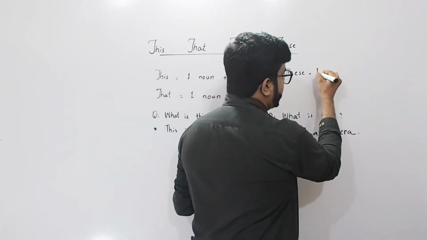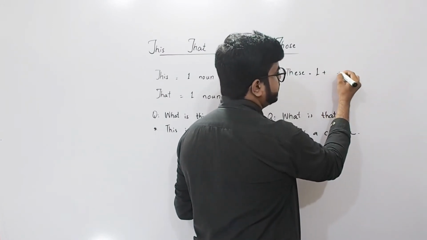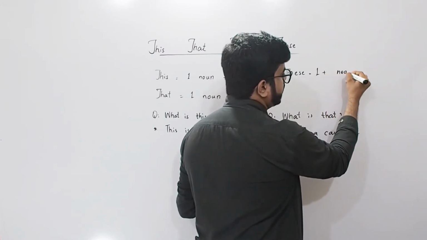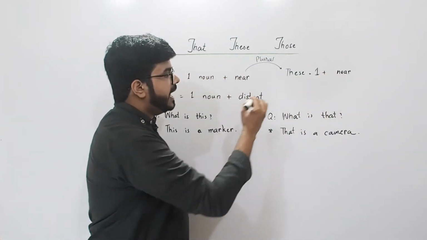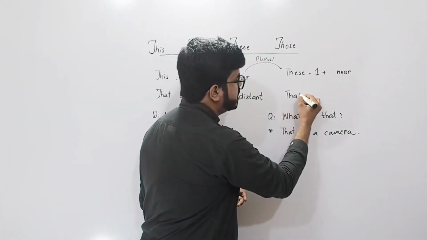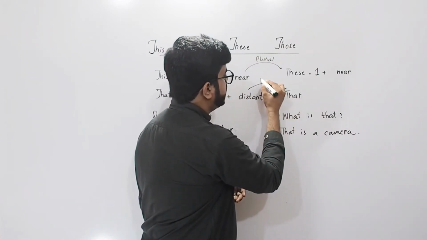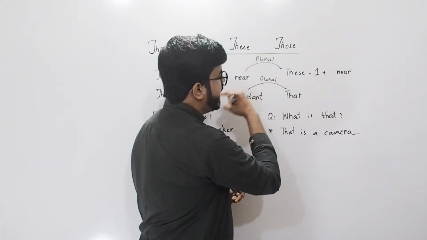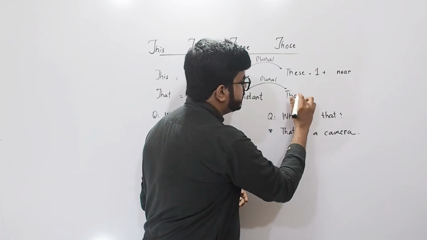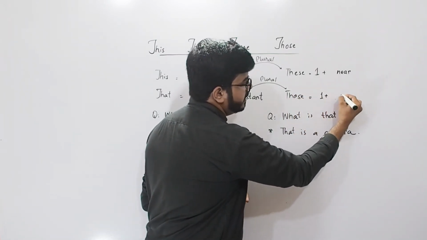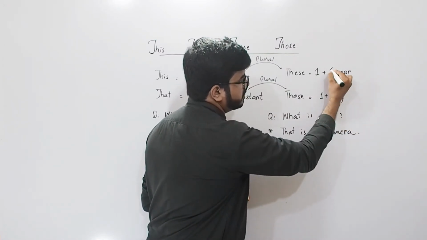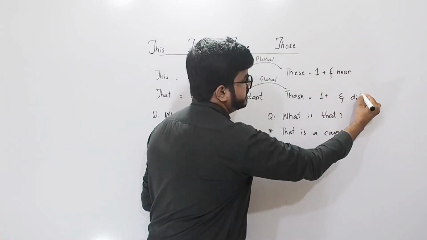So one plus and near, right? One plus, and near. We use these. And this is also the plural of that: those. One plus and distant.